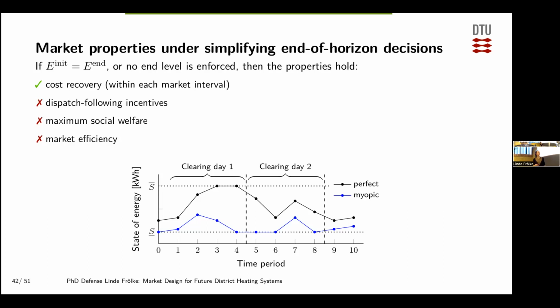This you can maybe understand from looking at these two curves, where the black one is the perfect state of energy profile that would maximize social welfare, and the blue one is the result of one of these myopic approaches. We can see that the battery is kind of underused here. This means that usually the storage can improve its profit by moving towards this perfect curve. Moving towards the perfect curve would usually increase the social welfare as well. So due to these two properties not holding, market efficiency also does not hold.